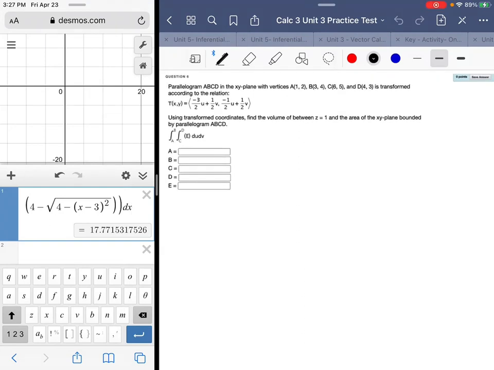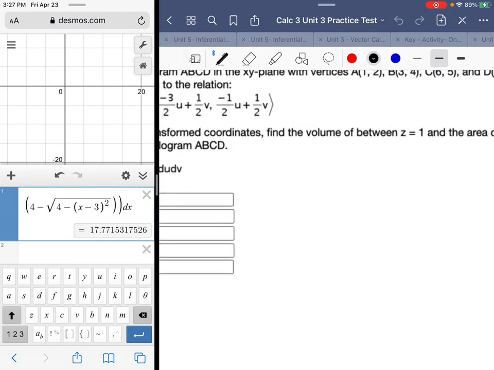So number 6 is stating that parallelogram ABCD in the XY plane, with vertices given, is transformed according to the relation. What we're asked to do is, using those transformed coordinates, find the volume between Z equals 1 and the area of the XY plane bounded by the parallelogram ABCD.